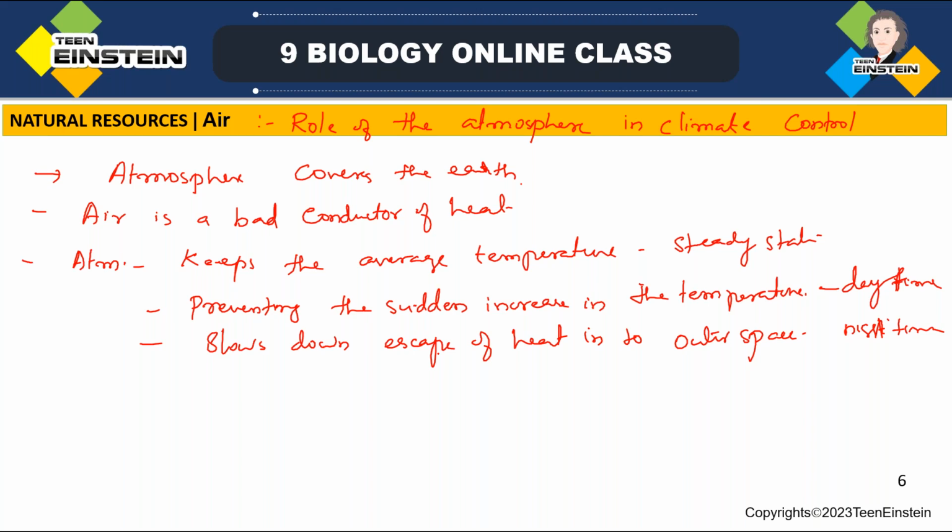So what will the atmosphere do? The atmosphere slows down the escape of heat into outer space, right? If the temperature level is completely going down, what will happen? So this atmosphere is preventing the escape of heat into outer space, or it is slowing down that process. Okay, the atmosphere, we said, is a bad conductor of heat, so it is always trying to maintain an average temperature. So the average temperature is getting maintained with the help of this atmosphere.